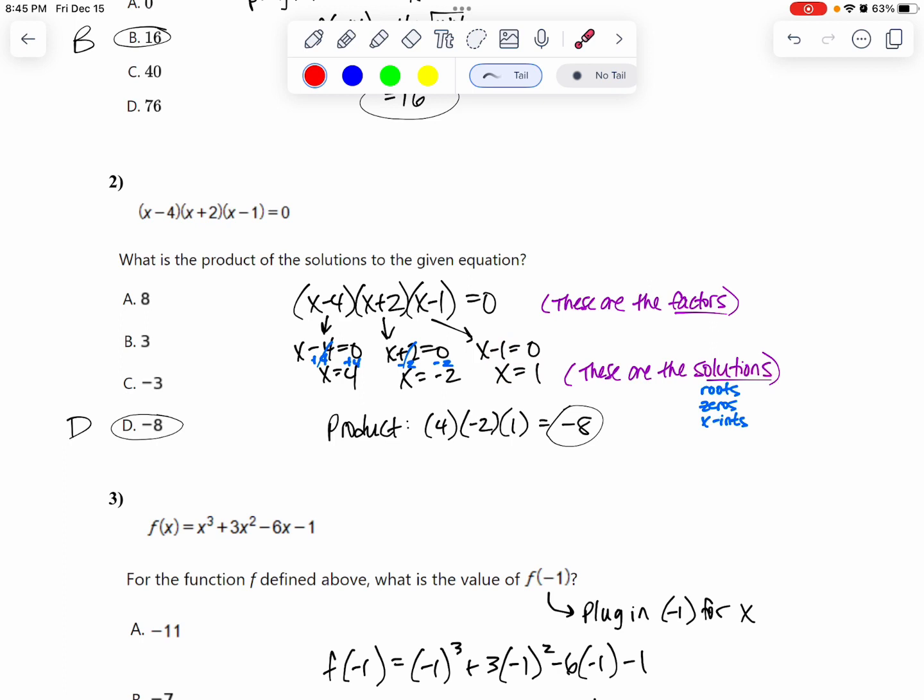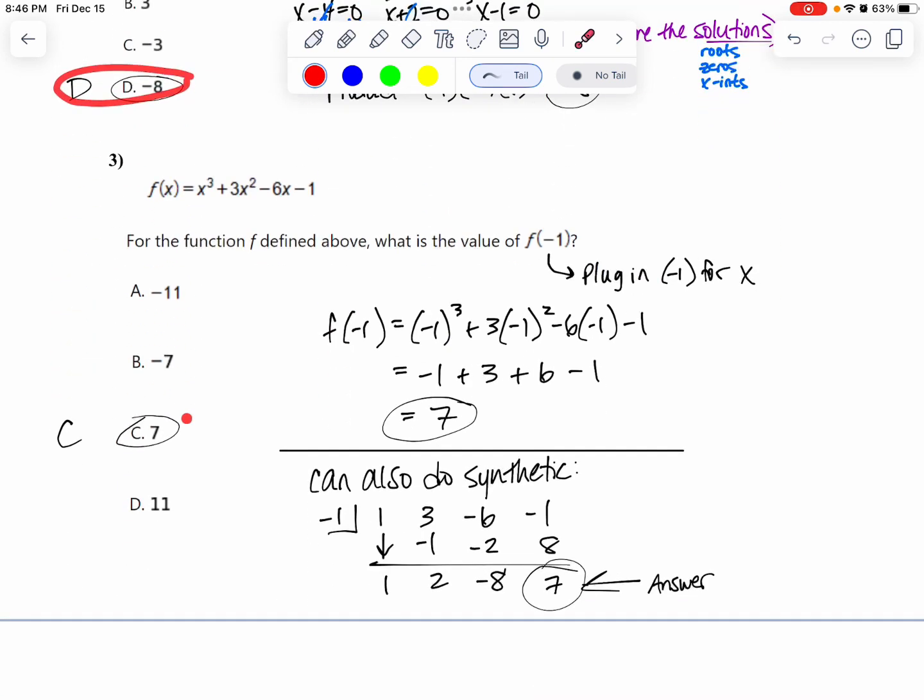So notice the difference. This is something really important to make sure you remember from this unit when you were in algebra. These are called factors. And then when you equal them to 0, these are called the solutions or the roots or the zeros or the x-intercepts. There's a bunch of different words to describe that. And this is asking for the product of the solutions. Product means multiply. So I'm taking the 4 and the negative 2 and the 1 and multiplying them together, and that is why we get negative 8.